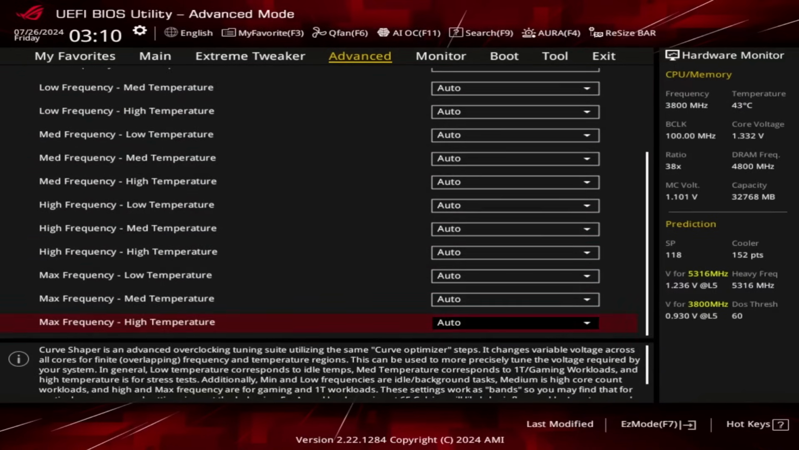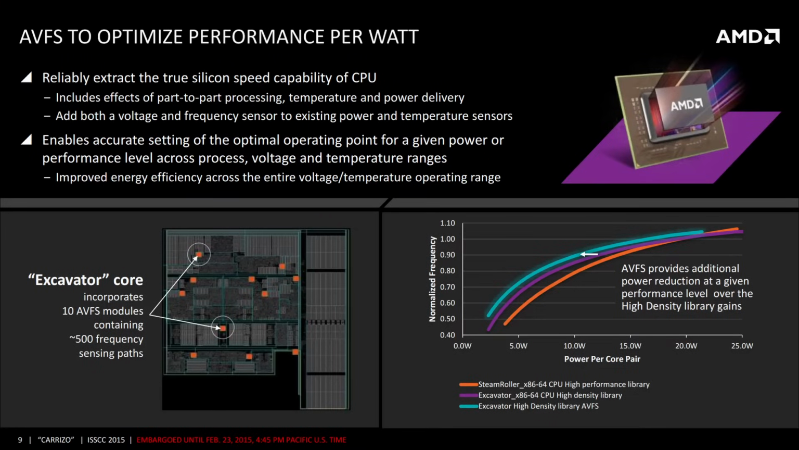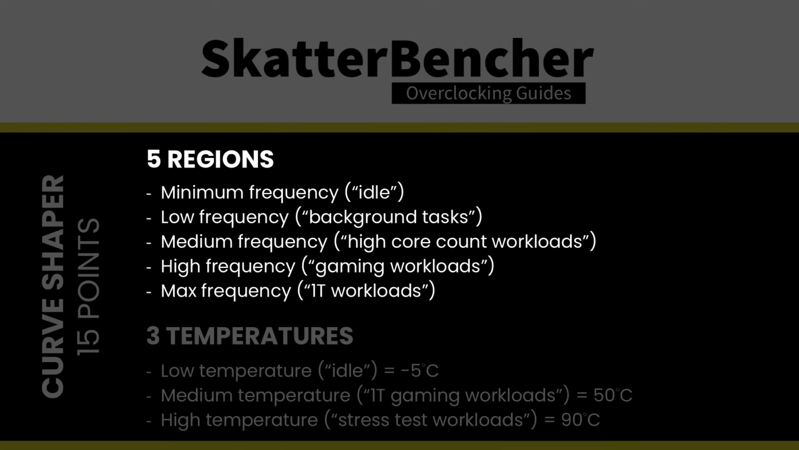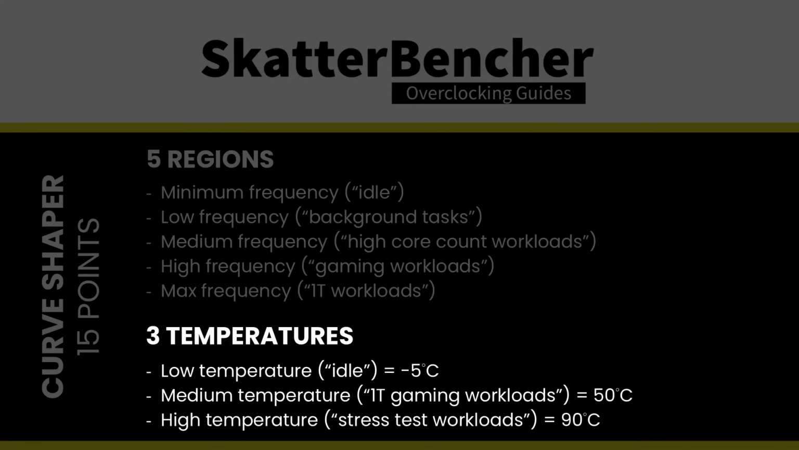But the devil is in the details because AMD's Precision Boost 2 technology doesn't really work with VF points. So instead of getting a list of specific tunable VF points, we get 5 regions and 3 temperatures. The regions have a bit of a vague terminology and are not clearly defined. I will get back to that in a minute. The temperature points are more straightforward as they're defined as -5, 50 and 90 degrees Celsius.